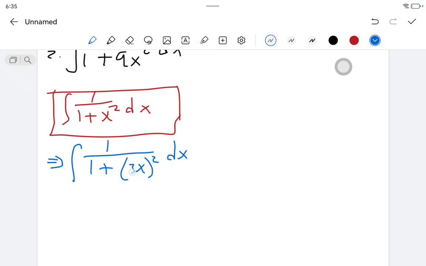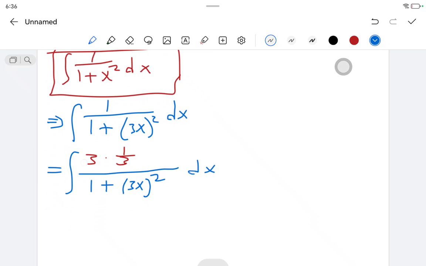Remember I said that if there's an angle here, the next step is to change the numerator to that. You multiply by its inverse. The inverse of 3 is 1 over 3. You're just going to change 1 to that. This is 1 plus 3x squared dx. And then the 1 over 3 will be dropped here. Then the 3 will remain here.